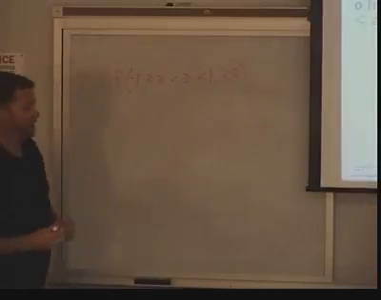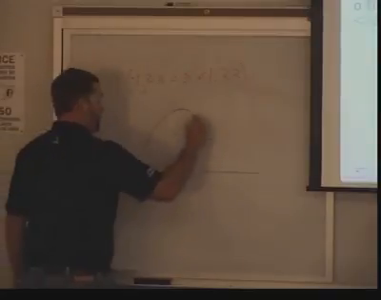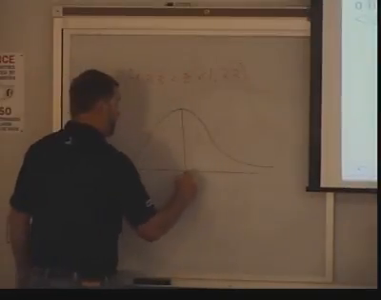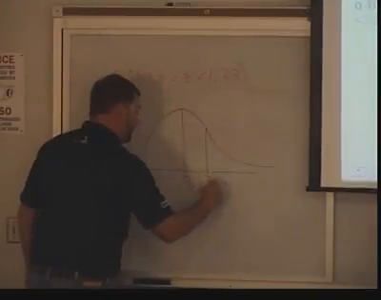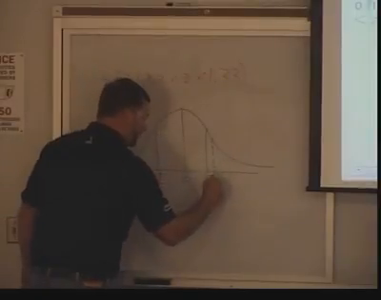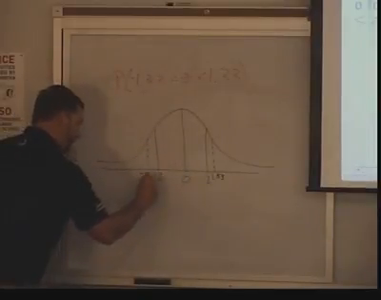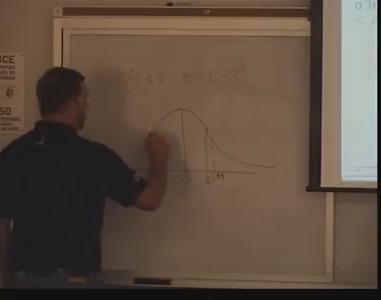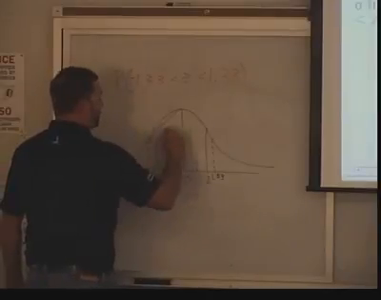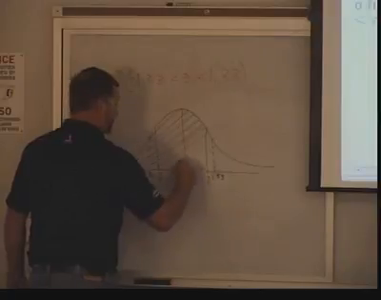So let's draw that. Let's see if we can draw this same thing up, and see if we can kind of estimate it. So here's our normal curve. There's 0. There's 1 and negative 1. So right here is about 1.33, right? You guys agree with that? And then right here is going to be negative 1.33. So I want to know what the area is under the curve between those dashed lines.